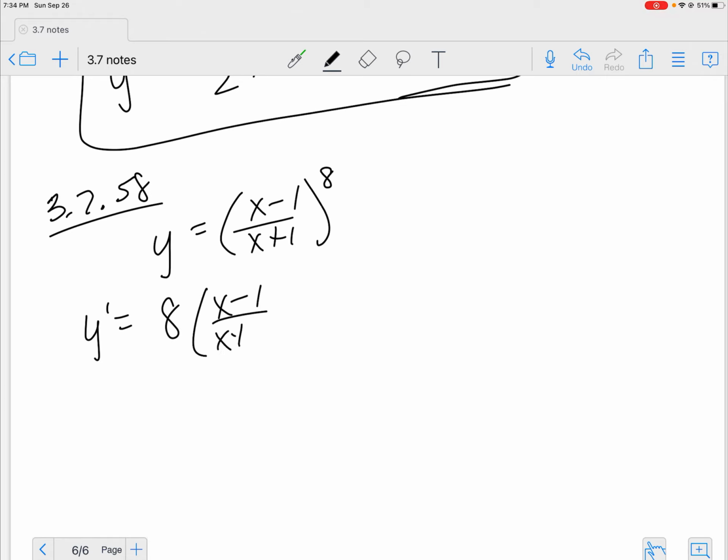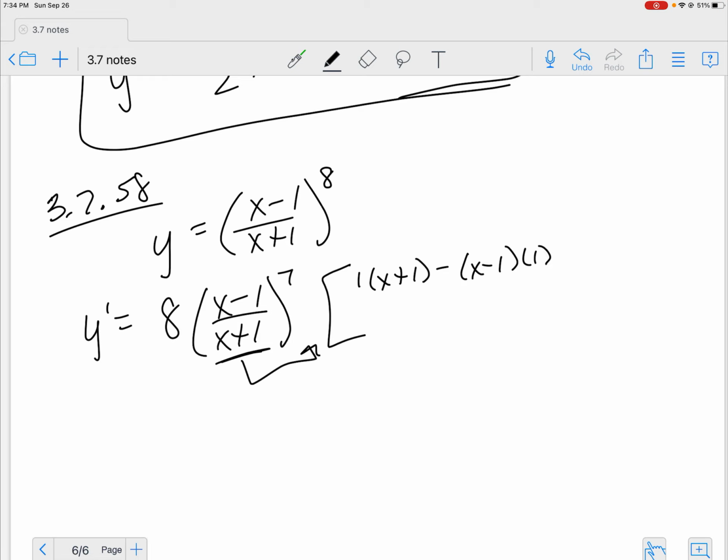Keep the guts. So bring the exponent in front, subtract 1. And then when I take the derivative of the inside, you get a quotient. Yes, you guys are so good. Derivative of the top, that's easy, right? It's a 1 times the bottom minus the top times the derivative of the bottom. That's easy again. All over the bottom squared. All right?